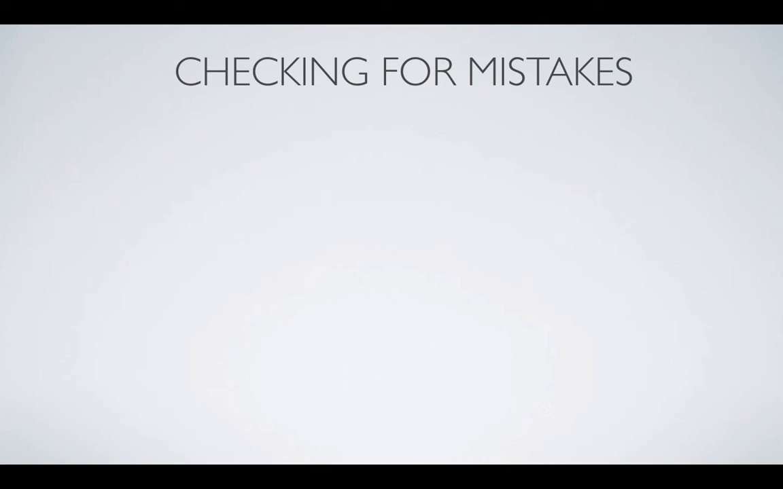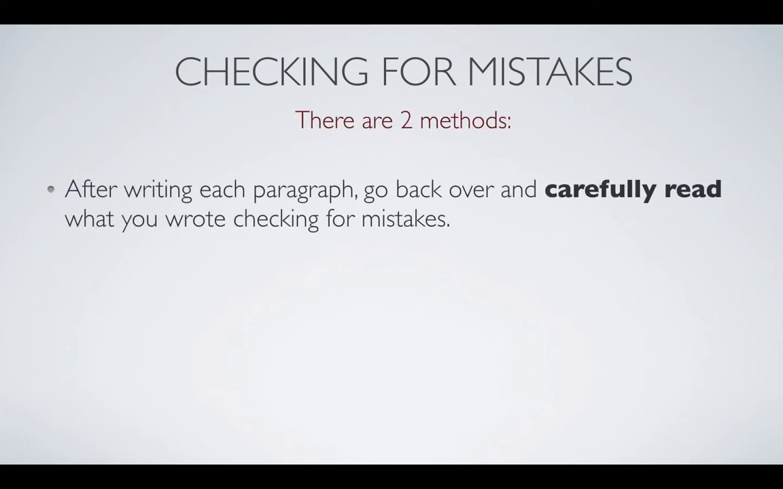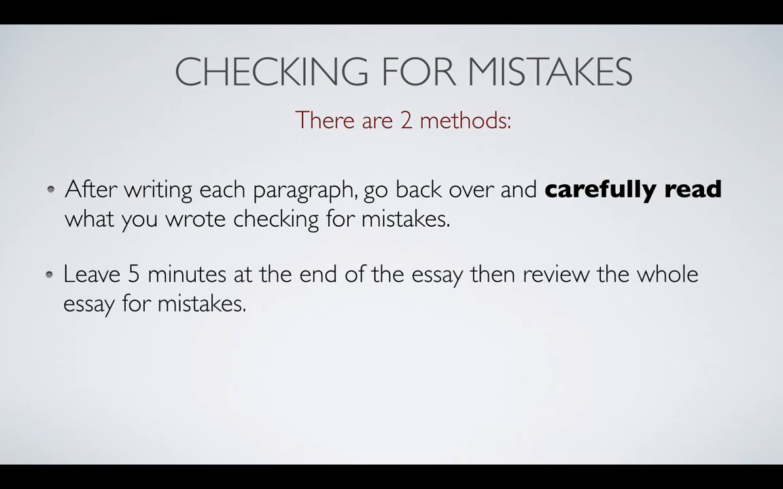Now, when we finish the essay, or ideally while you're writing the essay, you should be checking for mistakes. This is very important. Simple mistakes could lose you a lot of marks. Now, there's 2 methods to check for mistakes. So after writing each paragraph, go back over and carefully read what you wrote, checking for mistakes. The second method is to just leave 5 minutes at the end of the essay and then review the whole essay for mistakes.